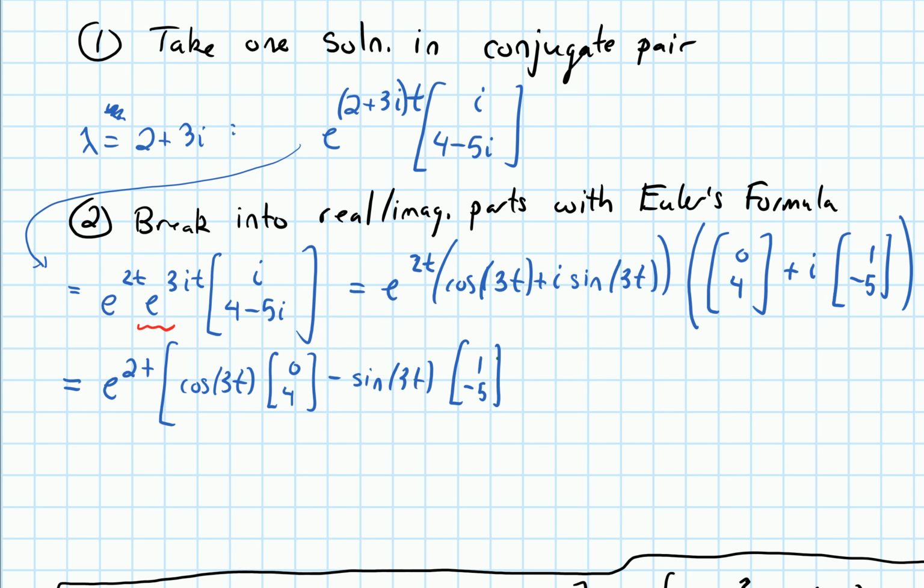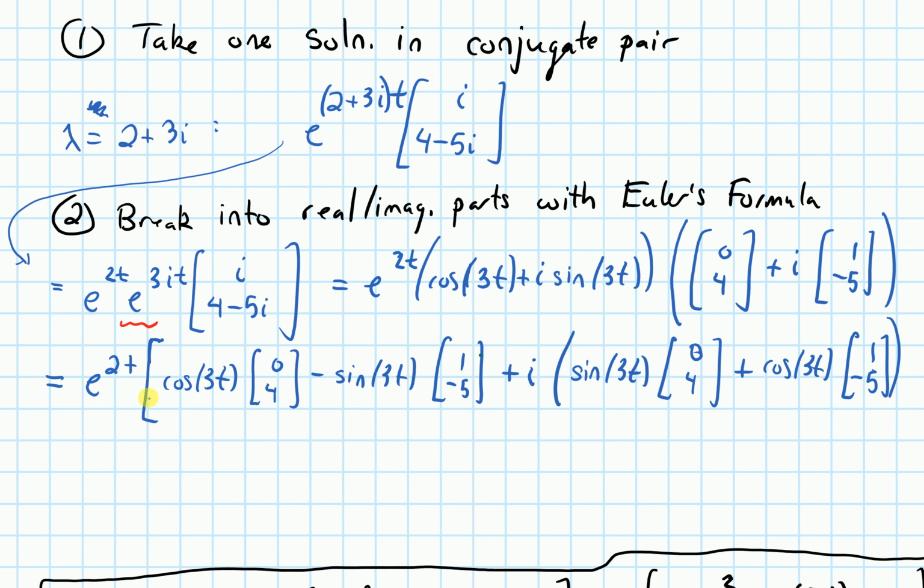Now the other two pairs that I multiply give me an I. So I'll have I times sine of 3t times the vector 0, 4. We also get an I term by multiplying cosine of 3t times the vector 1, negative 5. Now close that parentheses, and close the big bracket I'd opened. Okay, we are ready to write down the real part and the imaginary part.